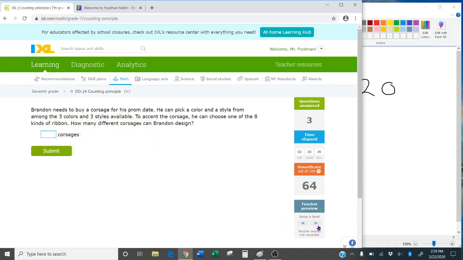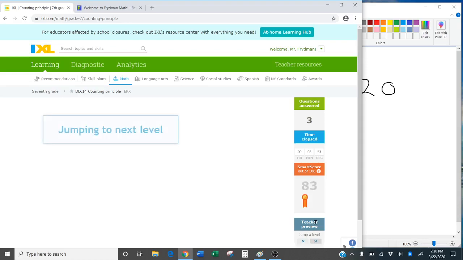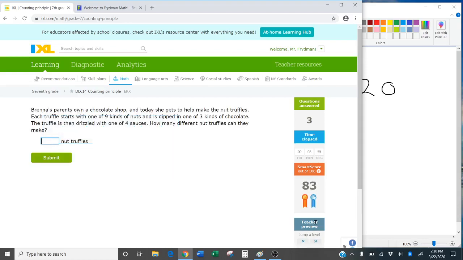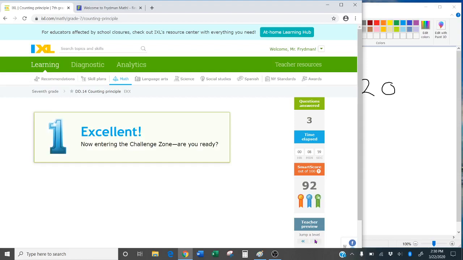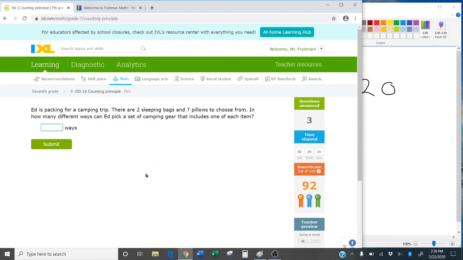Yeah, there we go. Okay, I'm going to try a different type of question. I'm going to jump ahead here. This type of question looks the same as the last one. Let's jump ahead to the challenge section. Okay, so again, it's all the same. We're just taking the numbers and multiplying them. That gives us the number of different combinations you can make.